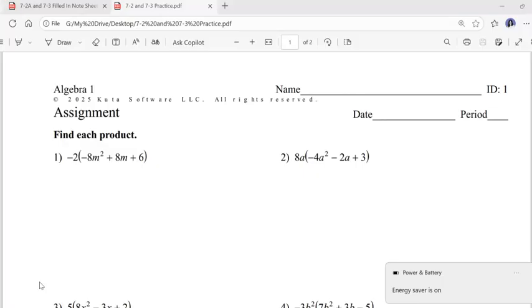Hey everyone, here's a video going through the first 4 problems on the worksheet for today where you're practicing multiplying polynomials. Multiplying polynomials, there are 2 rules you need to remember as we talked about.